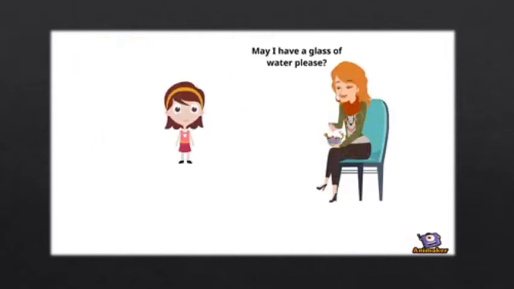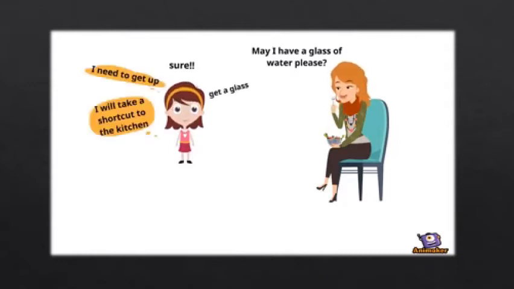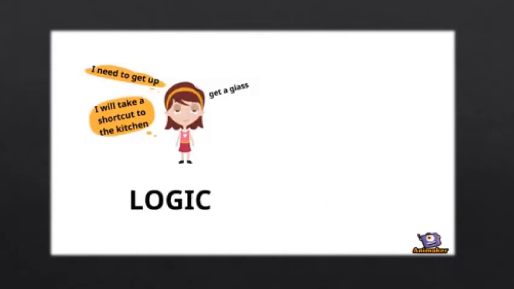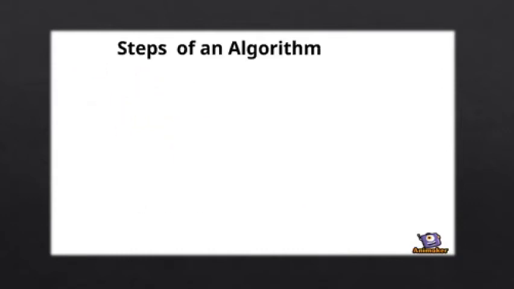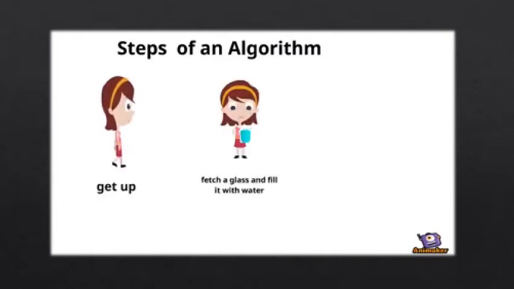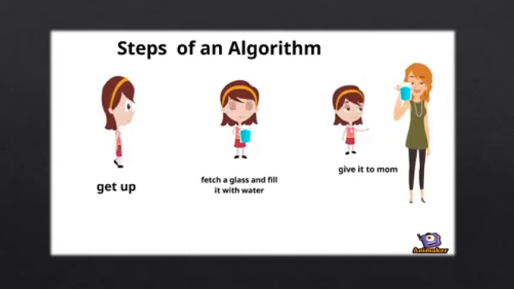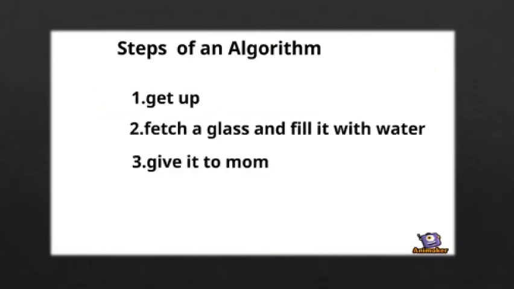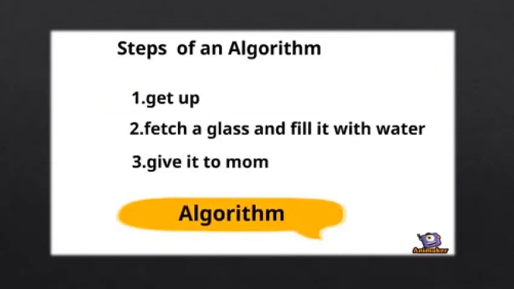Now another example is there, and there is a daughter and mother conversation in which the mother is asking her to bring the water. So the daughter is thinking that she is going to bring the water, but she is going to do this task in some steps, and these are the steps. She would get up first, she would fetch a glass of water, and then it will be given to her mom. So this is how she has divided her task into some logical sequence.